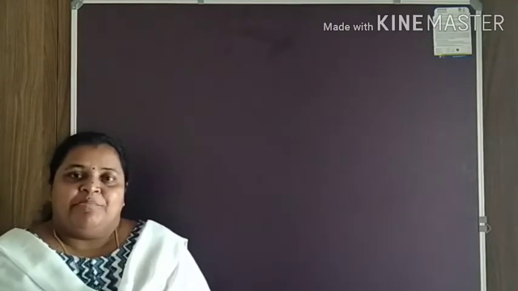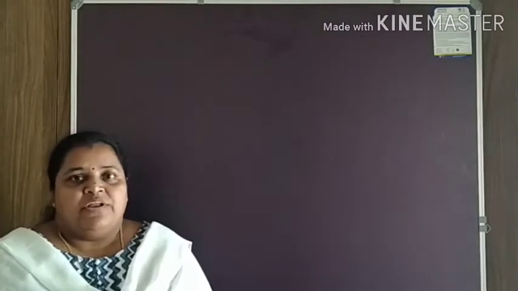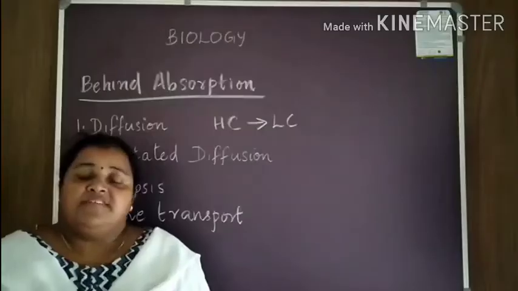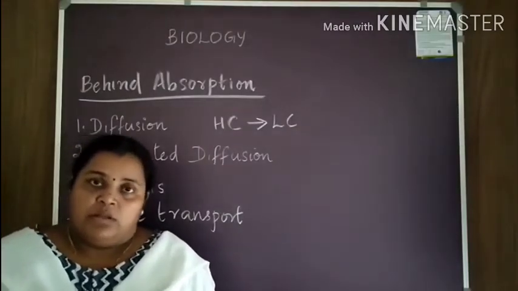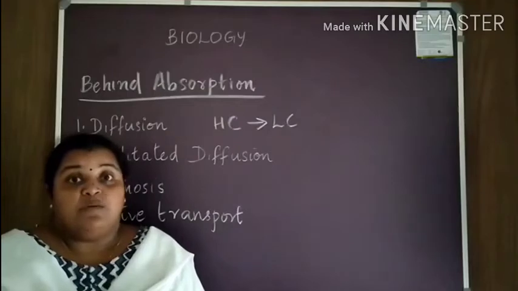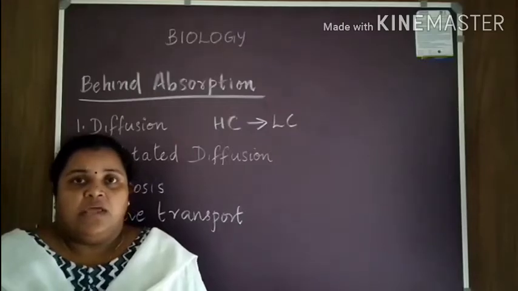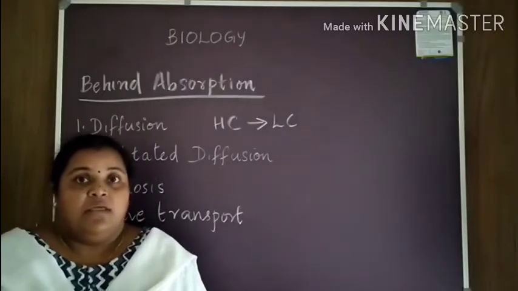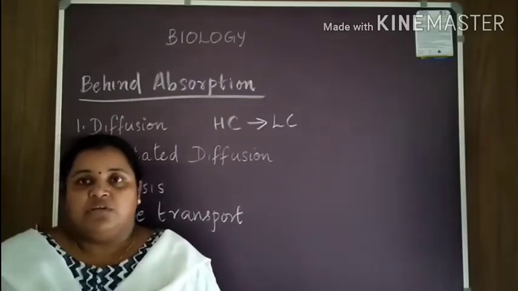Everyone, in the previous session we learned how the structure of the small intestine is suited for the process of absorption. The next topic we have to discuss is what is behind absorption, meaning the processes that help in absorption. There are some processes which take place along with the concentration gradient and some which take place against the concentration gradient. Now we will have a closer look at the different processes which help in absorption.